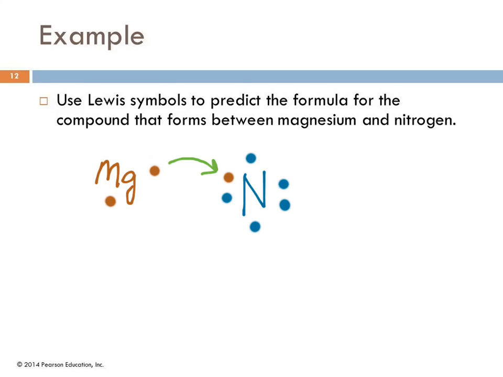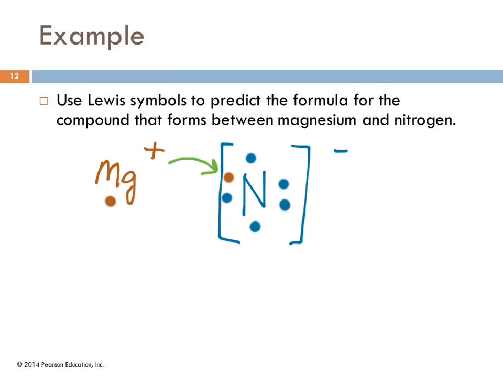So we're going to take that electron from magnesium and give it to the nitrogen. Now this causes there to be some charges involved, right? Now the magnesium has a +1 charge, and the nitrogen is going to have a -1 charge. Is everybody happy yet? No.